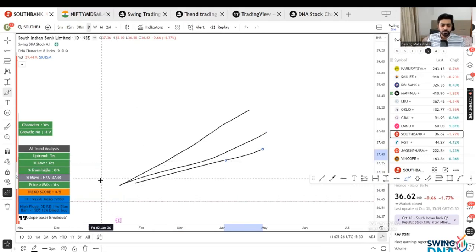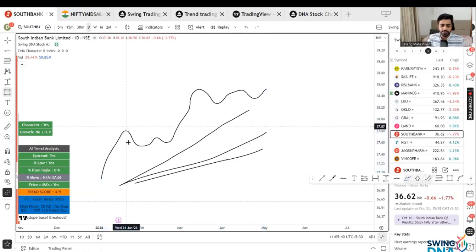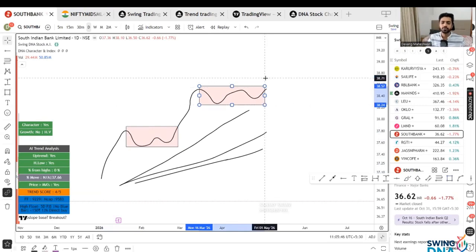Now, as the stock is moving up in an uptrend, it forms bases. Bases are consolidation periods. Typically, these are resting stages, resting phases in the stock's journey. And every stock, if it has to move from 100 rupees to 400 rupees, it will not happen in 3 days, 4 days. It will take probably months for the stock to become a multi-bagger.